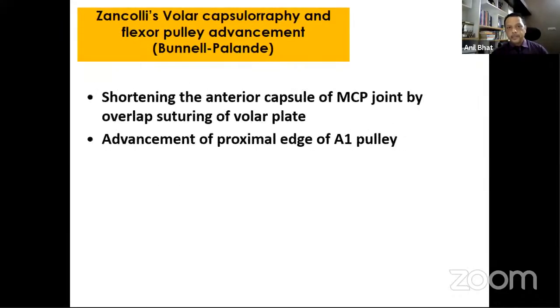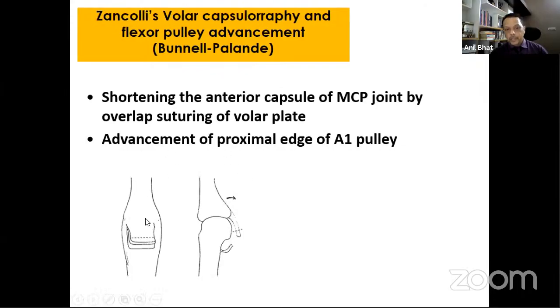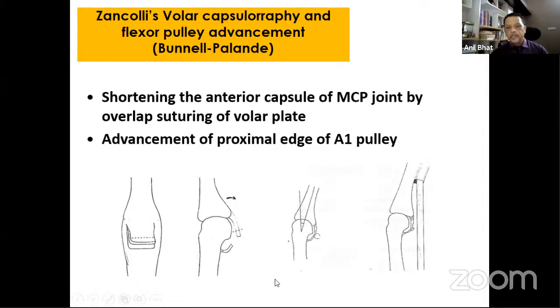Now, this is what happens here in capsulorrhaphy. Basically, we are shortening the anterior capsule here. So we take a part of the capsule here, cut it, and then shorten it and suture it. So you're creating an MCP flexion contracture. And then pulley advancement is where we remove that A1 pulley. Once the A1 pulley is removed here, the tendon bowstrings. The A1 pulley was somewhere here, so that is removed. So you cut through that, then it will start flexing at the A2 pulley now. So we're artificially creating a bowstring here, so that the MCP flexes here. So these two are combined together.